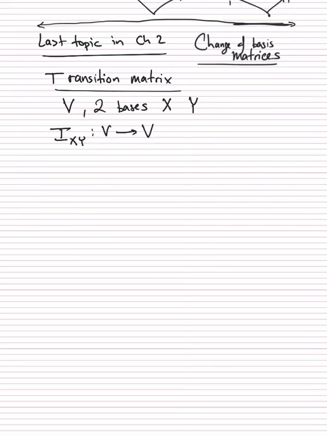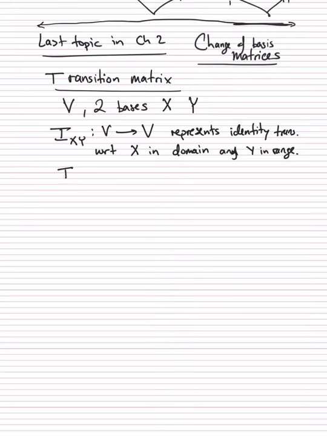It goes from V to V, and all it does is it represents the identity transformation with respect to X in the domain and Y in the range. Okay, so what this is doing is you're taking a basis vector for X and writing it in terms of Y.